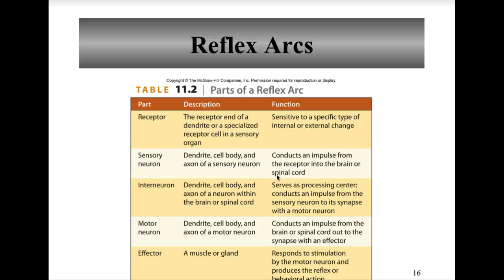Other types of reflex arcs include sneezing and blinking. So here's a table of parts of the reflex arc. You can see the receptor, the end of a dendrite or specialized receptor cell in a sensory organ, and that is sensitive to a specific type of internal or external change. And then you have the sensory neuron, which is a dendrite or cell body and axon of a sensory neuron. Basically its function is to conduct an impulse from the receptor into the brain or the spinal cord.